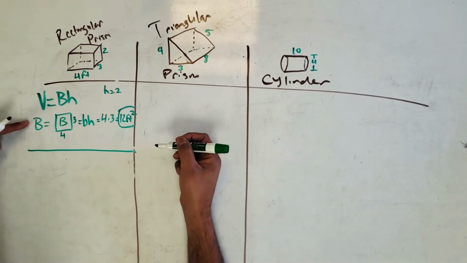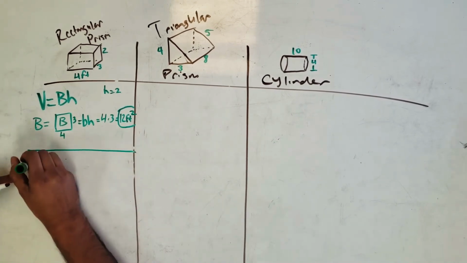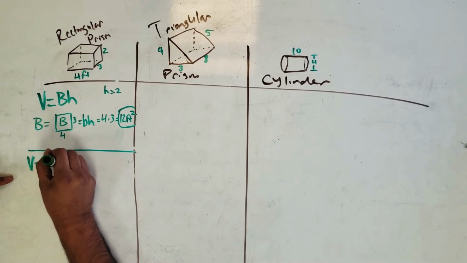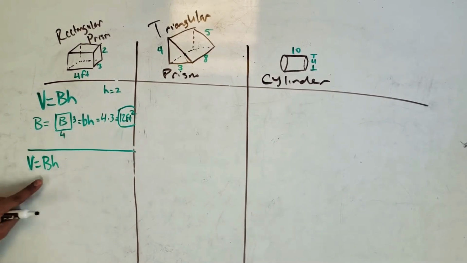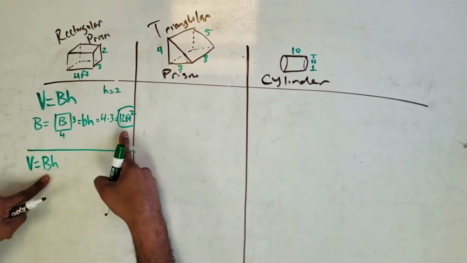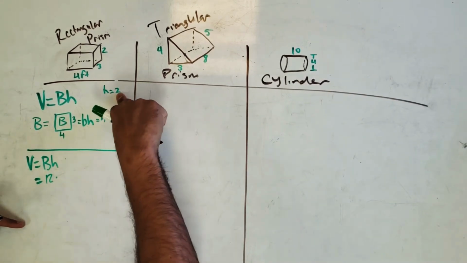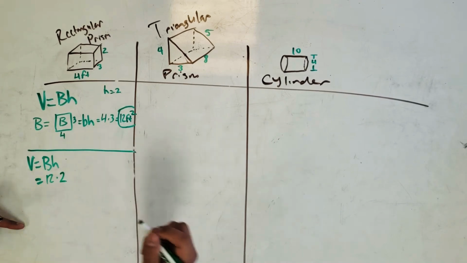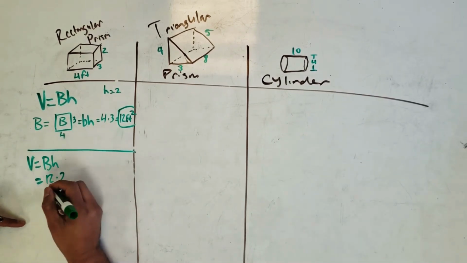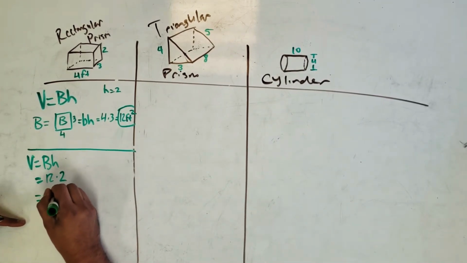Alright, so now we found the area of the base. Now it's time to find the volume. So V equals big B times H. I know big B is 12 because we solved it earlier. And I know the height, or the distance between the twins, is 2. So now I just need to multiply those. 12 times 2 is 24.